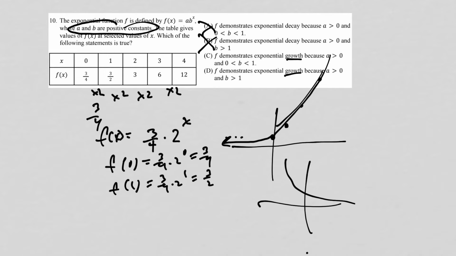But is it growth because a is greater than 0? No. A is 3/4. It's growth because the b value is greater than 1. It has nothing to do with a being greater than 0. It's just what b is. If b is greater than 1, you get exponential growth. This one is choice D.